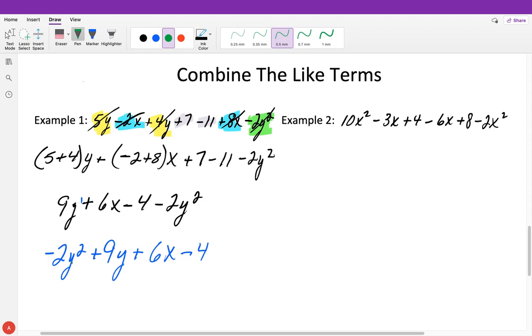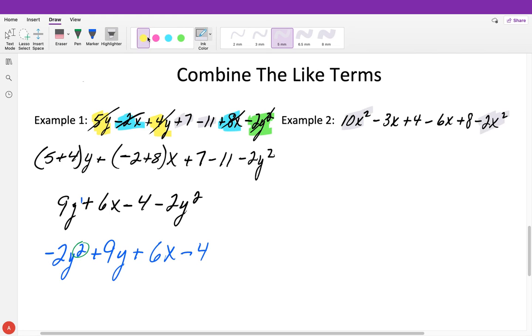Usually we do try to write these in alphabetical order, so x would go first, but since y has that squared, we could write this as y squared first and then y, and then we go to our next one after that. I'm not going to be a stickler for how you're writing in order right now, because I just want to make sure that we can combine like terms, and then in the future we'll start worrying about the proper order.